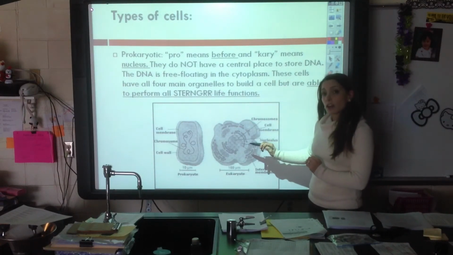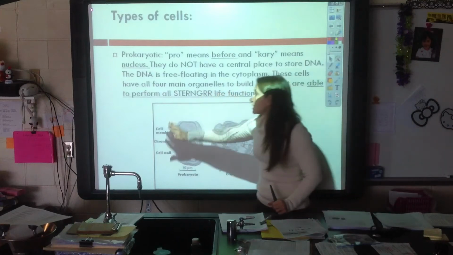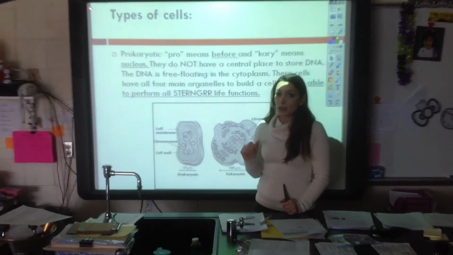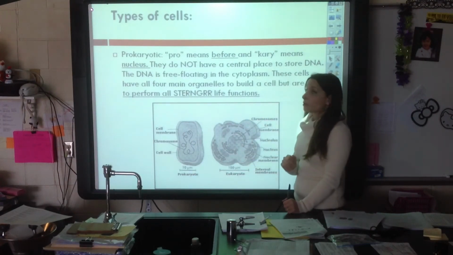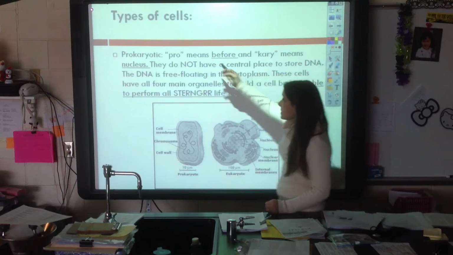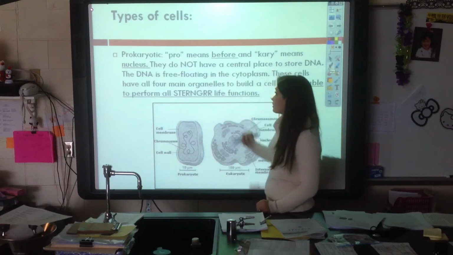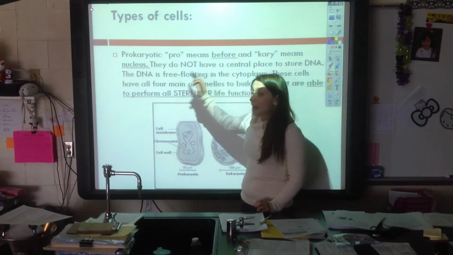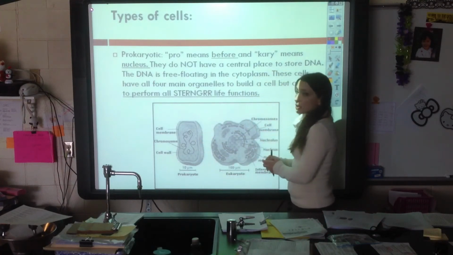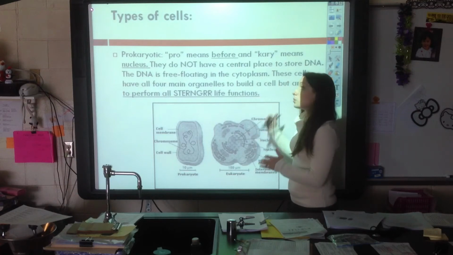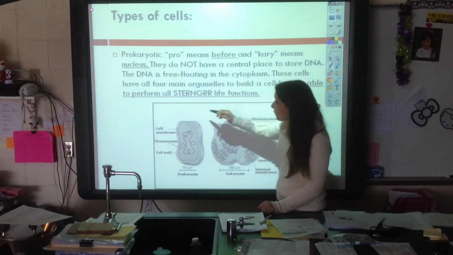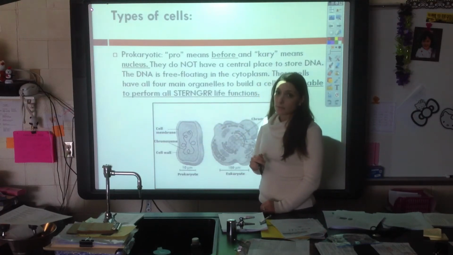The last little part of today's notes is going to be on the two types of cells, prokaryotic and eukaryotic, which we'll talk about in a second. As you can see here in this picture, prokaryotes are much smaller. This is 10 micrometers versus 100 micrometers. So what does that actually mean? Pro actually means before, and kary means nucleus. So they do not have a nucleus. You might have heard that word before. Eukaryotes have a nucleus. That's where they store their DNA. Prokaryotes do not have a central place to store DNA. The DNA is free-floating in the cytoplasm.